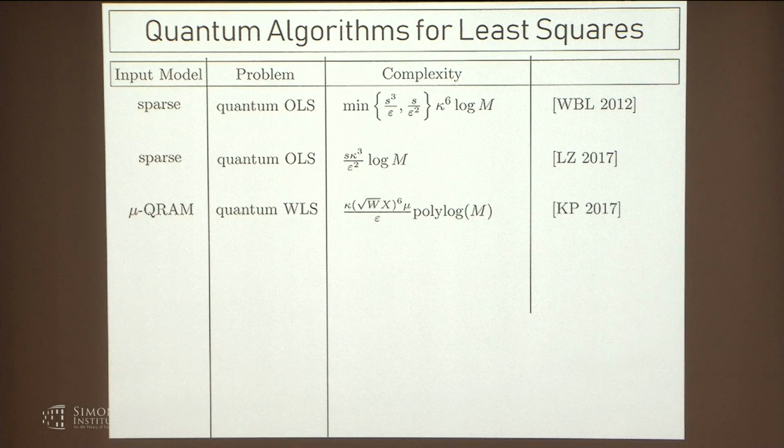And then also recently, Kerenidis and Prakash gave some algorithms for quantum weighted least squares in these different QRAM models. Here, mu should be thought of as ranging over the Frobenius norm or these mu_p's that I mentioned. They're a family of different input models. You have to decide when you're storing the data which input model you're going to store it in. And then given such an input, you get a quantum algorithm for weighted least squares, and the complexity is going to depend on the input model.